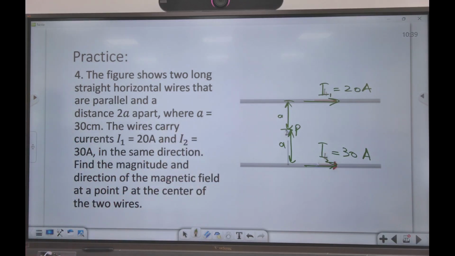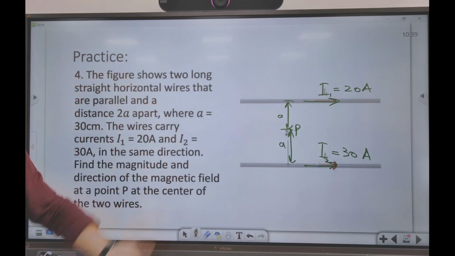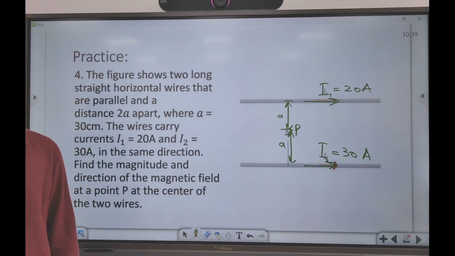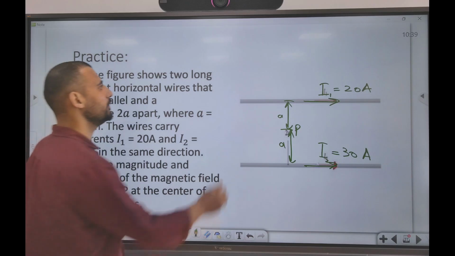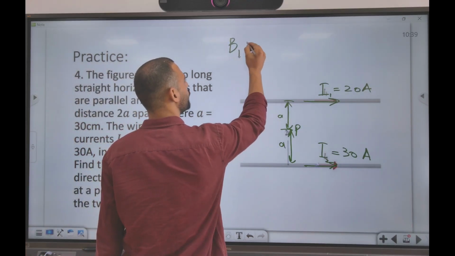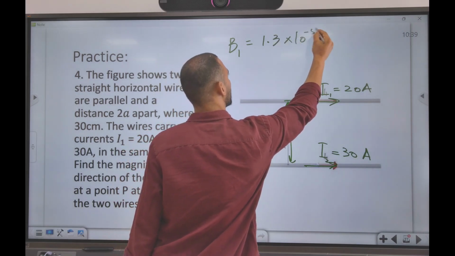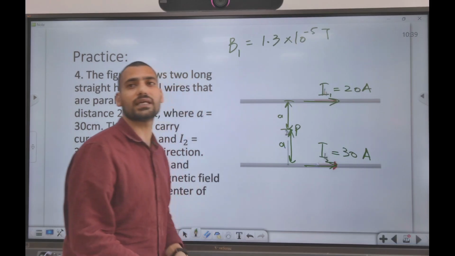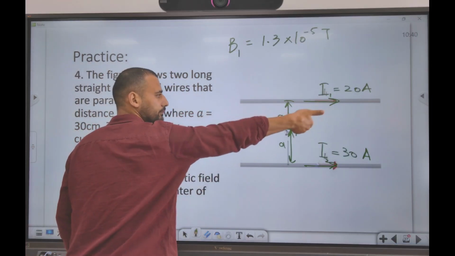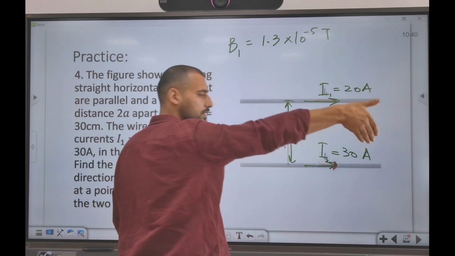Tell me what will be the net magnetic field here? In or out? Will the magnitude of the magnetic field change for first and second? The values are the same. So B1 again would be 1.3 times 10 to the power negative 5 Tesla. But what will be the direction? Current is like this, so it is in.